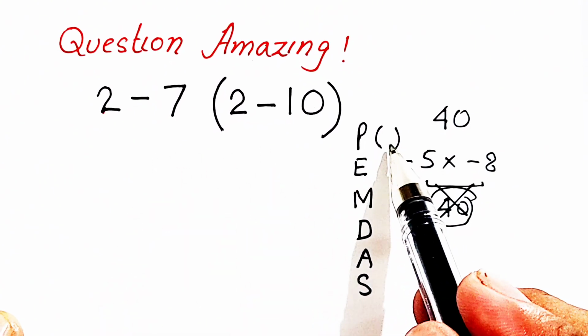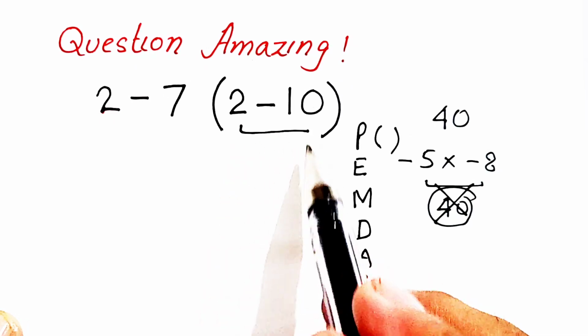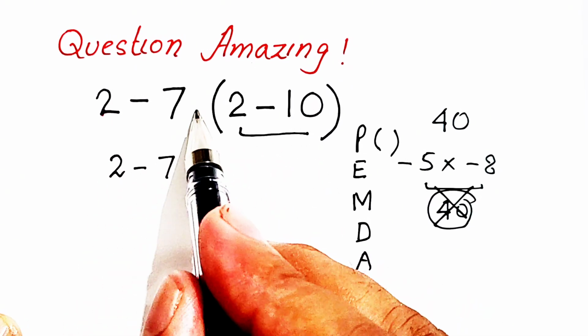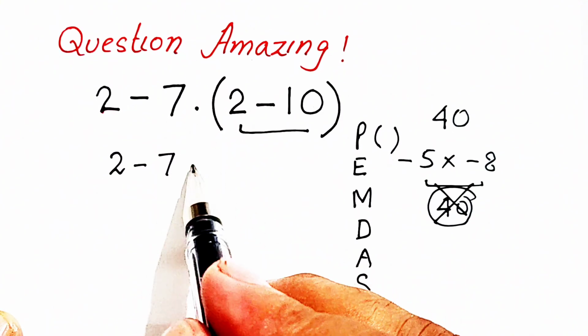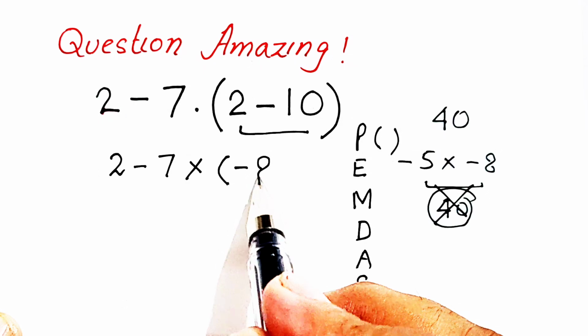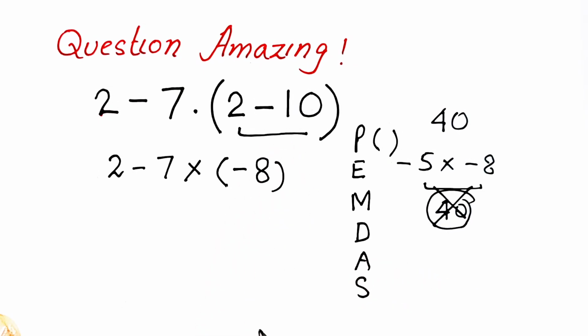Parenthesis is our first step. Here you are looking at parenthesis. So 2 will be as it is, minus 7 as it is. What is here? Here is a dot, dot means multiplication, and we will get minus 8 when we solve the parenthesis.